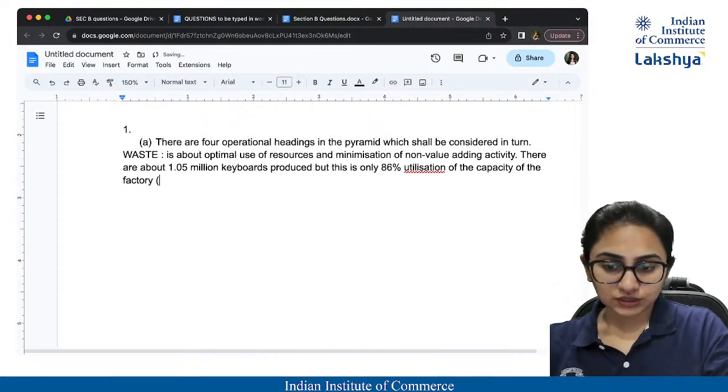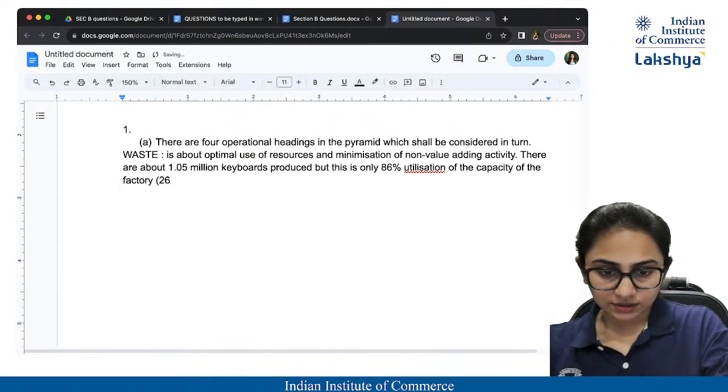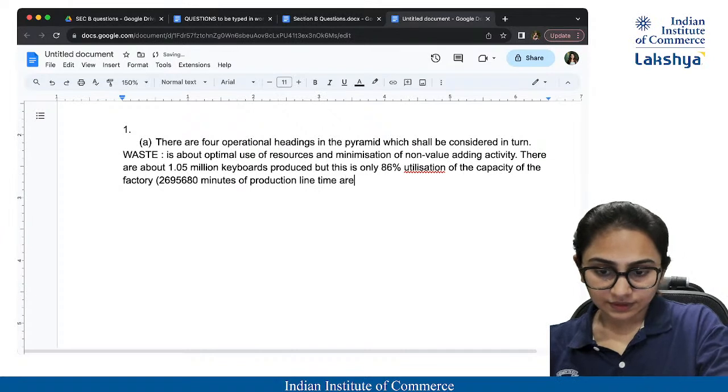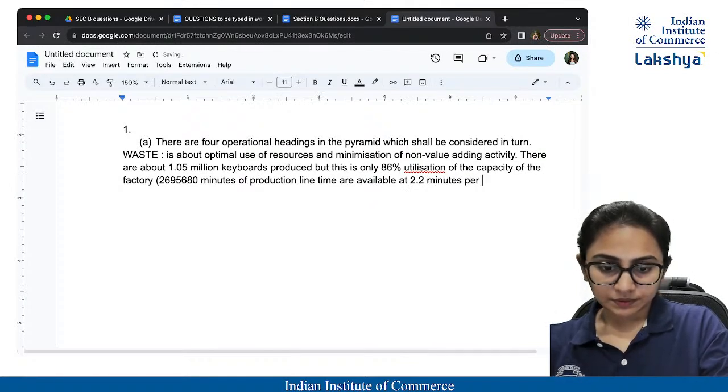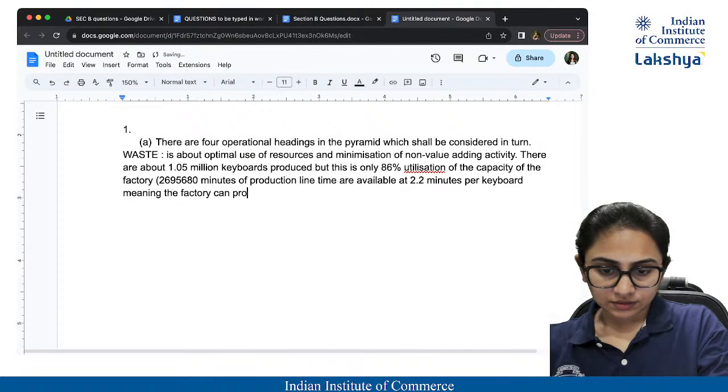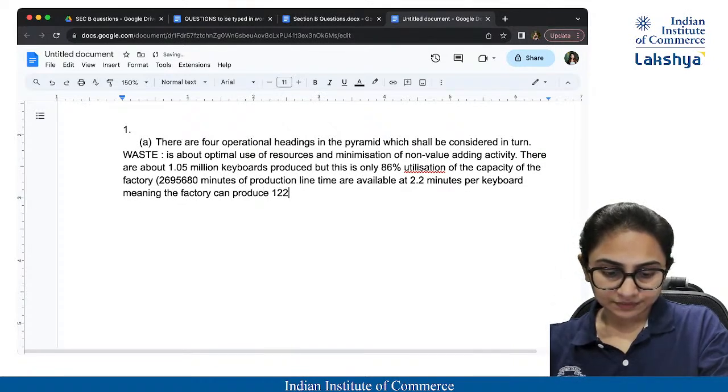And what is the utilization of the factory? It's 2,695,680 minutes of production line time available at 2.2 minutes per keyboard, meaning the factory can produce at full capacity.